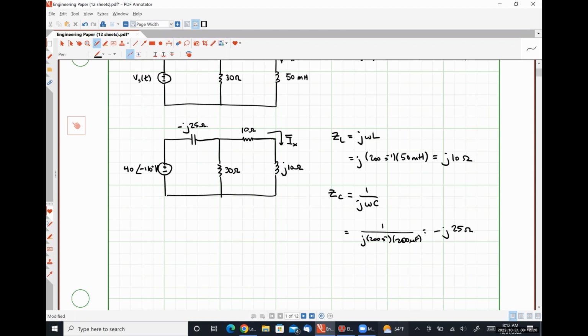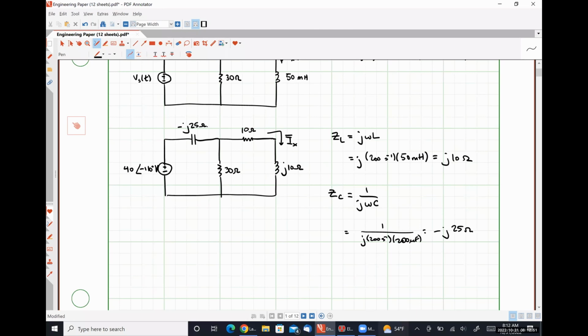Yes. So current division requires us to have a current source. Okay, so the suggestion from Mr. Parker is to find the equivalent impedance of the entire network, to find the current that flows through the minus J25 ohm capacitor. And then from there, we could do current division. That's also one way that we could do it.